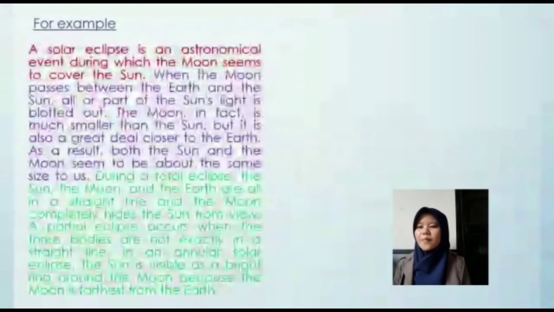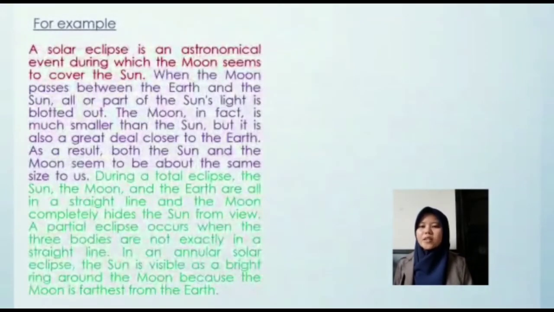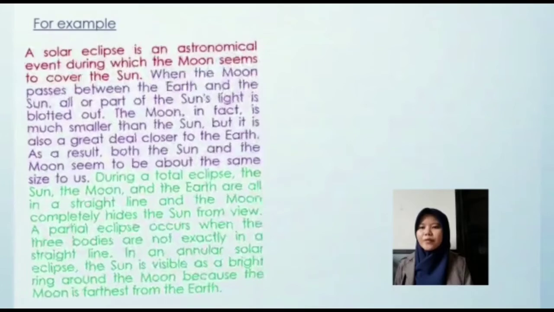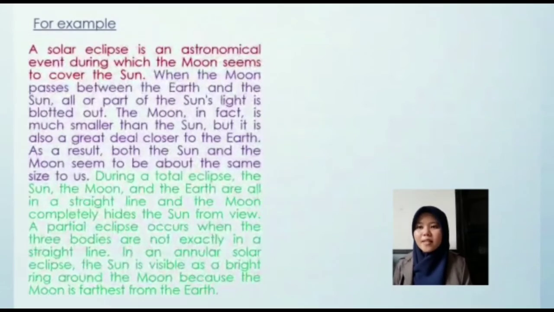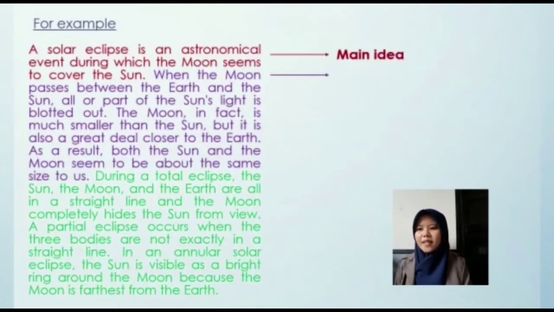For example, a solar eclipse is an astronomical event during which the moon seems to cover the sun. The red colored sentence talks about the main idea. When the moon passes between the earth and the sun, all or part of the sun's light is blotted out. The moon, in fact, is much smaller than the sun, but it's also a great deal closer to the earth. As a result, both the sun and the moon seem to be about the same size to us.